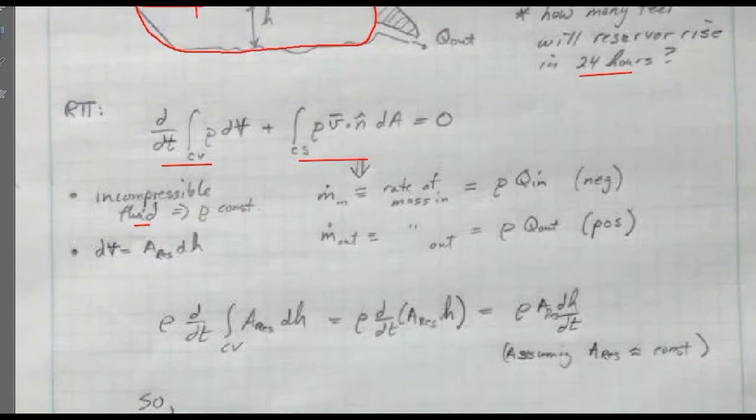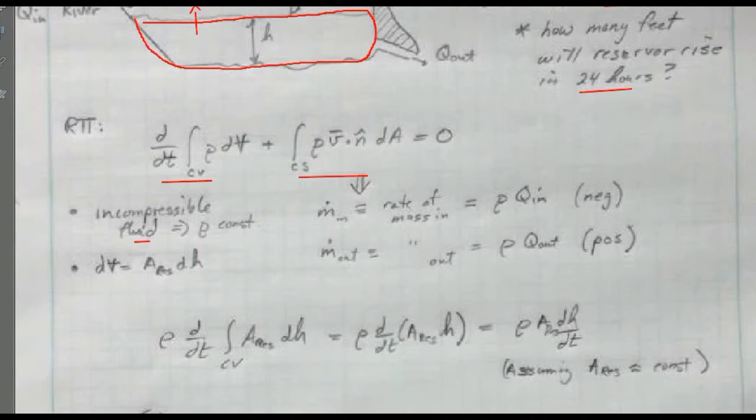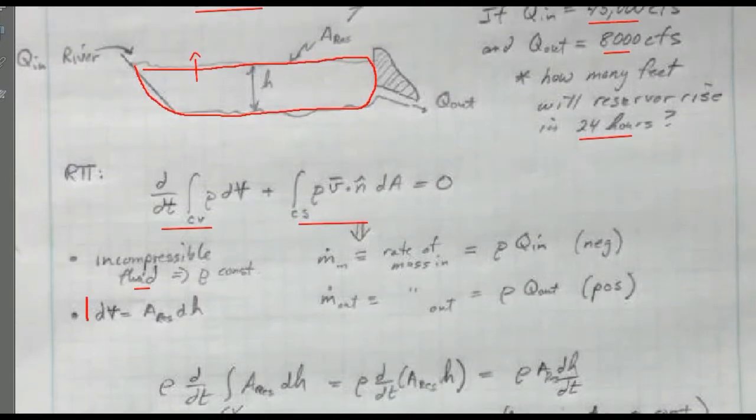And then one thing that's a little bit important to see here on these deformable control volumes, you usually have to come up with an expression for dV. So hopefully you can look at the geometry of this problem a little bit and see that the only thing changing is the height, as long as we say that the area is constant, which we did. So dV is actually equal to this area times dH.